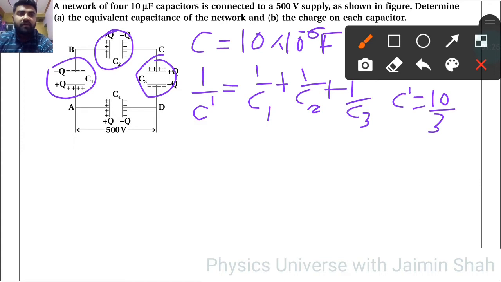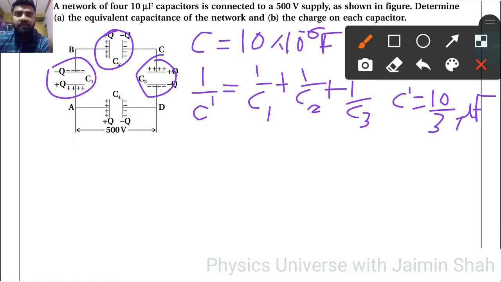So these are all the reciprocals, 1 upon C1, that is 1 upon 10 to the minus 6, and again microfarad. So 10 upon 3, directly we can write microfarad. So that is our equivalent capacitance of these three.